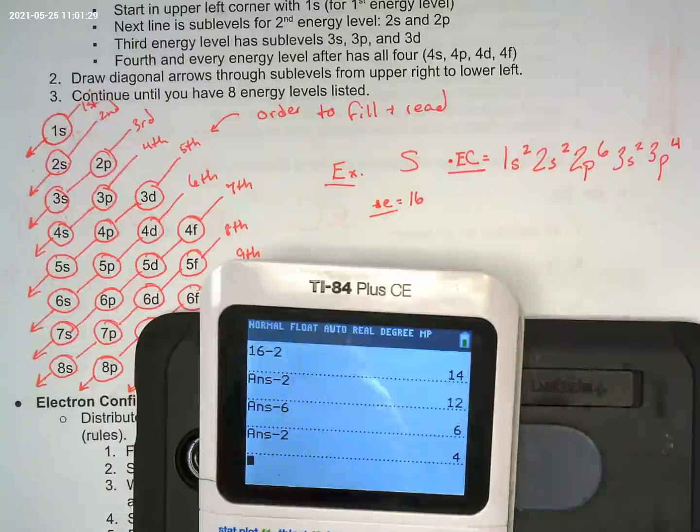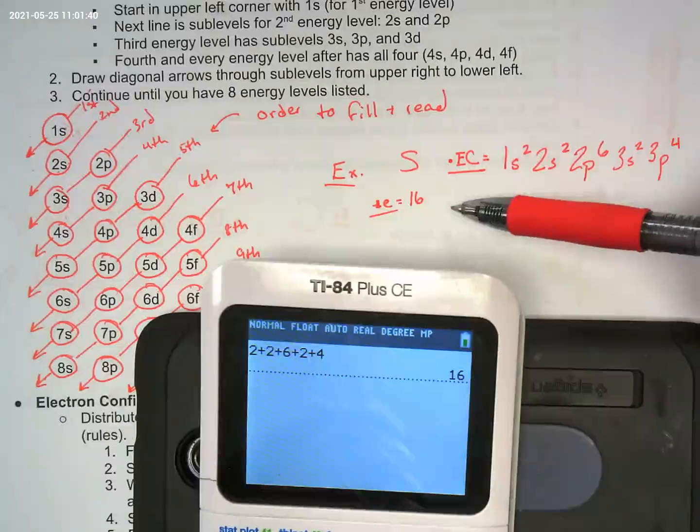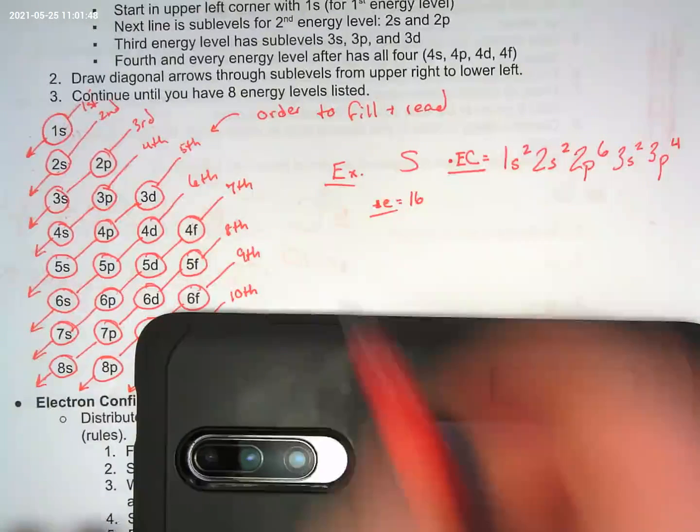Now we can double check real quick to make sure we have the right amount of electrons shown. 2 plus 2 plus 6 plus 2 plus 4 gives me 16, and I definitely have only 16 electrons in sulfur. Here is the electron configuration for sulfur, all nice and done.